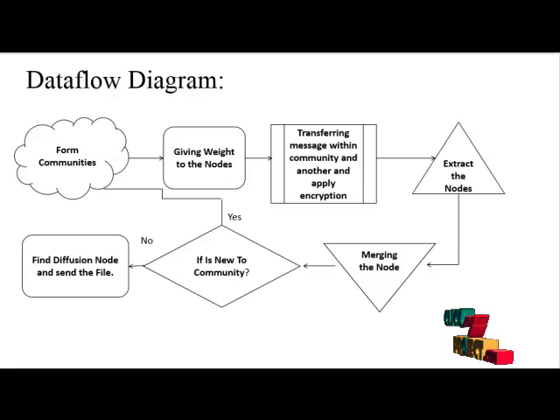After that, we transfer the messages from one node to another node, or from one community to another community. We choose a particular node and send the information through a file or message. After that, we apply the encryption scheme to give more security to that data, and after that we transfer that data in the encrypted format, the ciphertext, to another node.